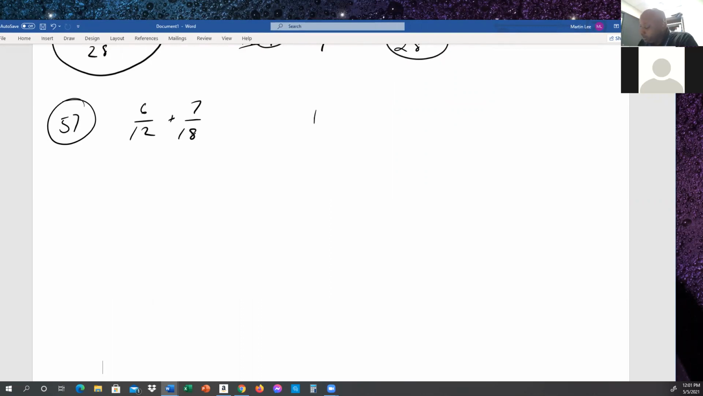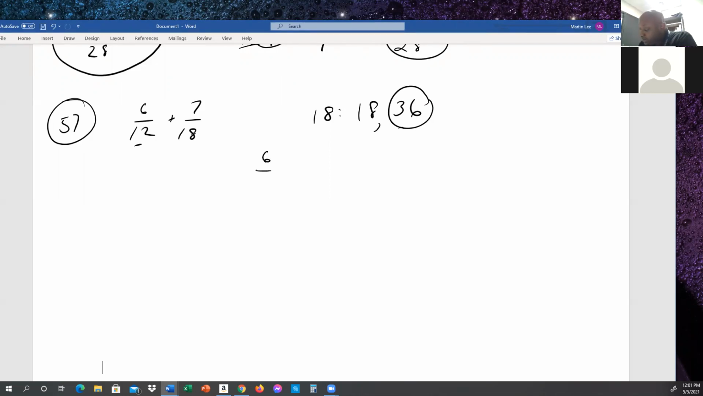Okay, I'm going to pick the number 18 and write down multiples. 18 times 1 is 18, but 12 doesn't go into 18 evenly. Try the next multiple. 18 times 2 gives me 36. Okay, well, 12 times 3 will give me 36. So I'm going to let 36 be my new denominator.